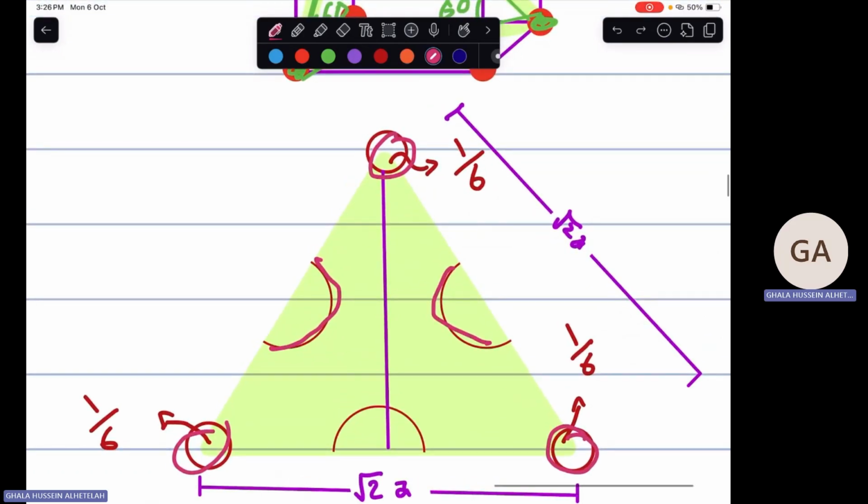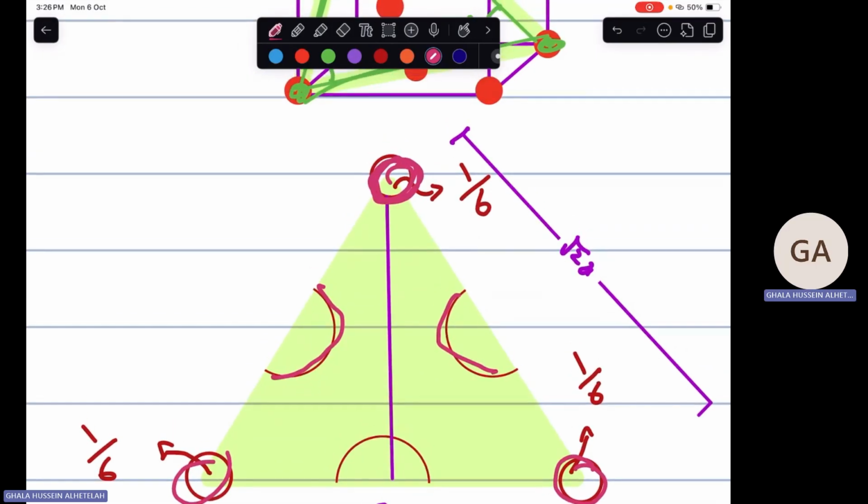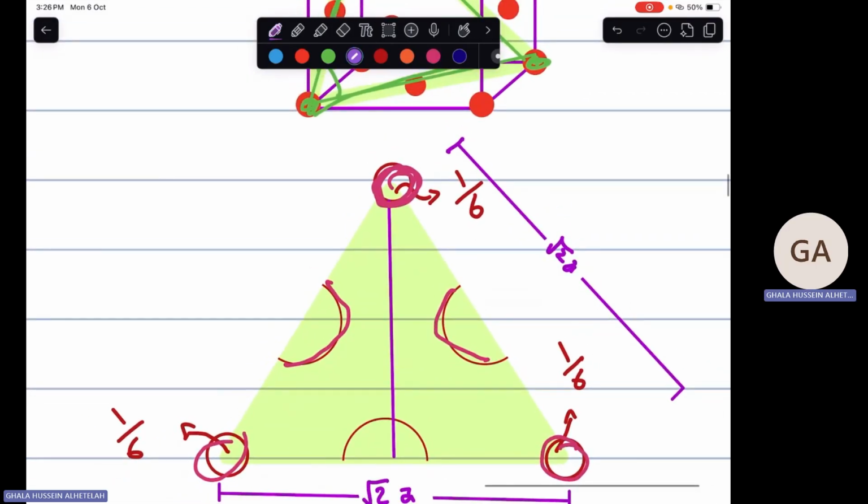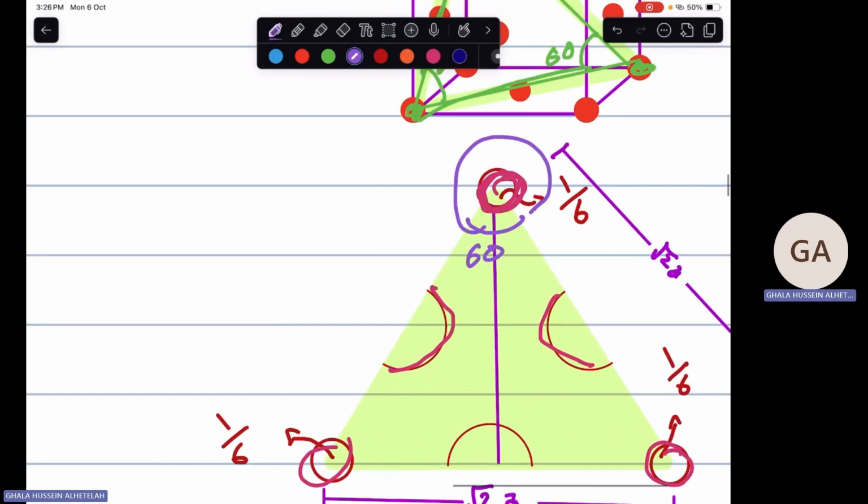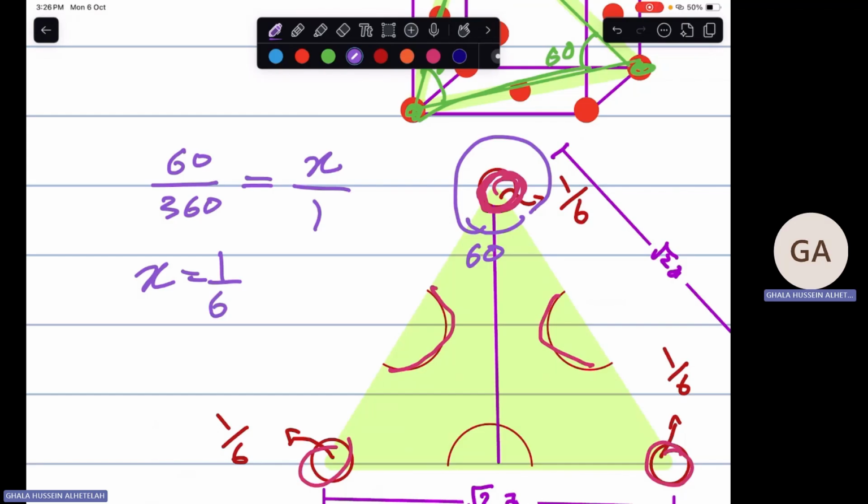You may ask, how can we know that the atom in this corner is 1/6? We said before that this angle is 60. If 360 represents one full atom, let's do it as a ratio: 360 corresponds to 1, and 60 corresponds to x. It is going to be 1/6 of the full atom.